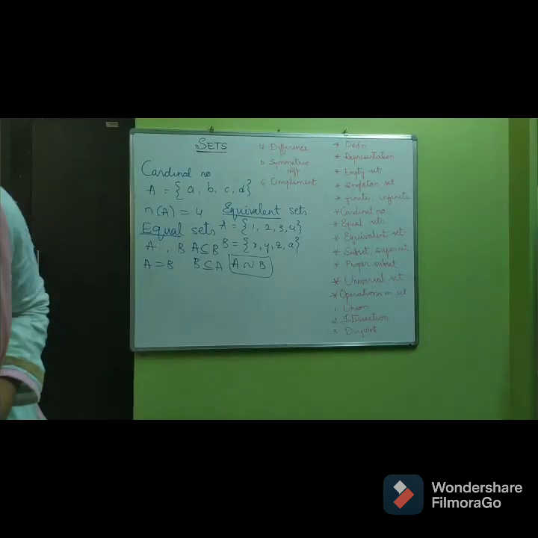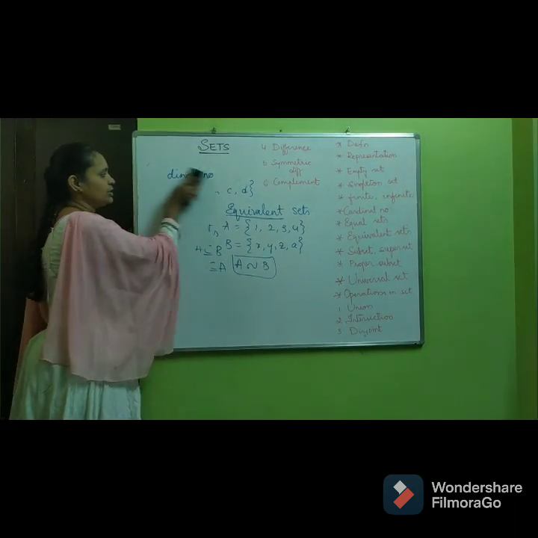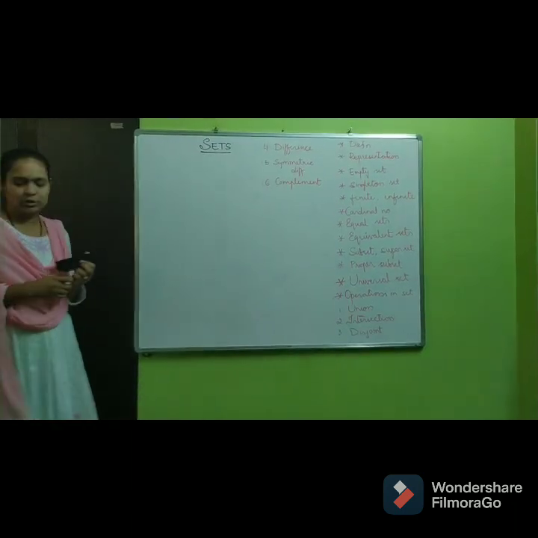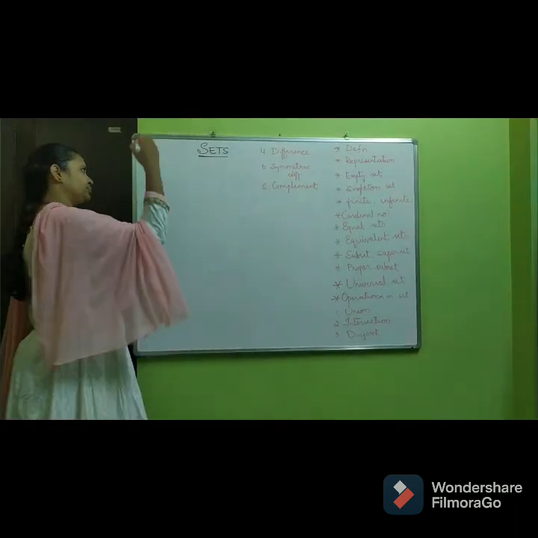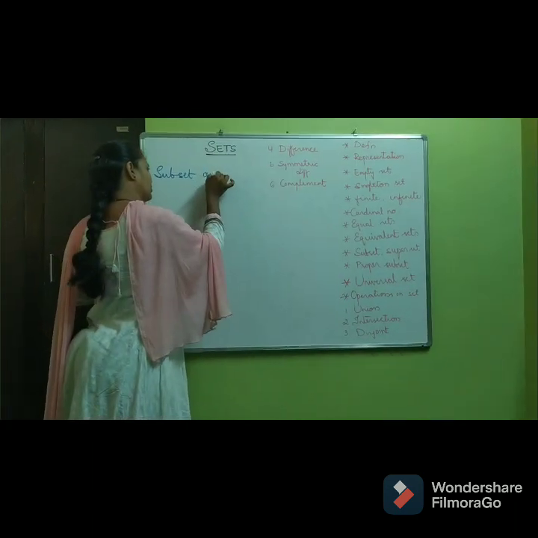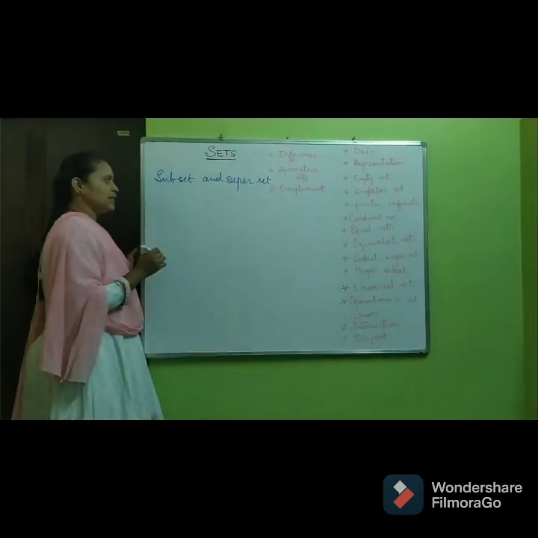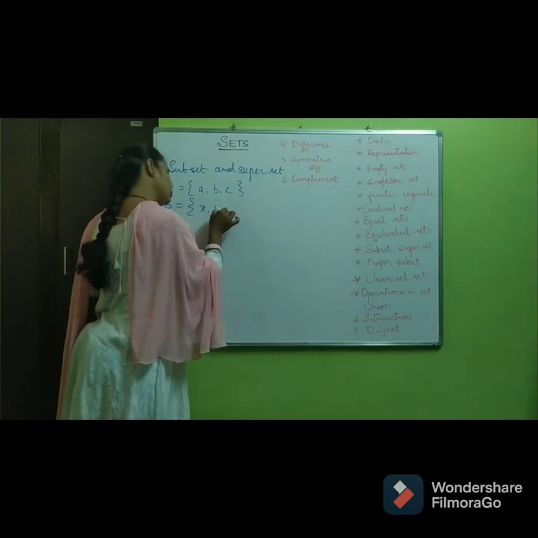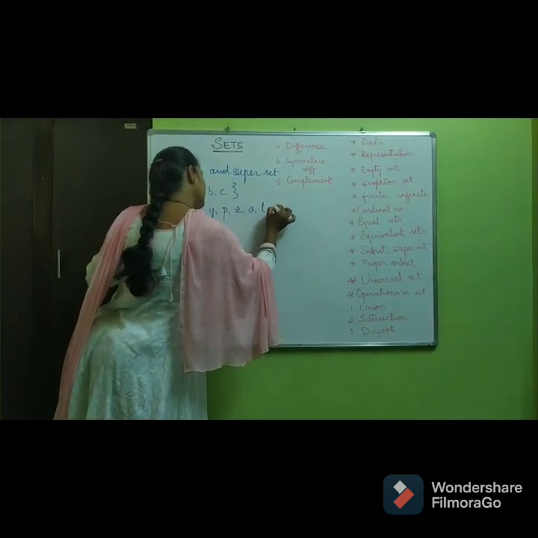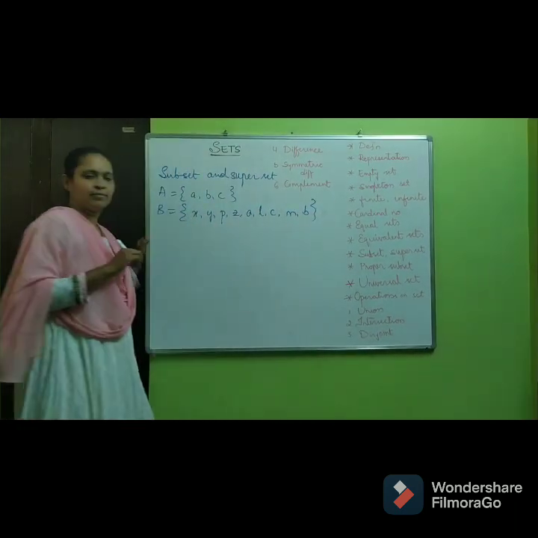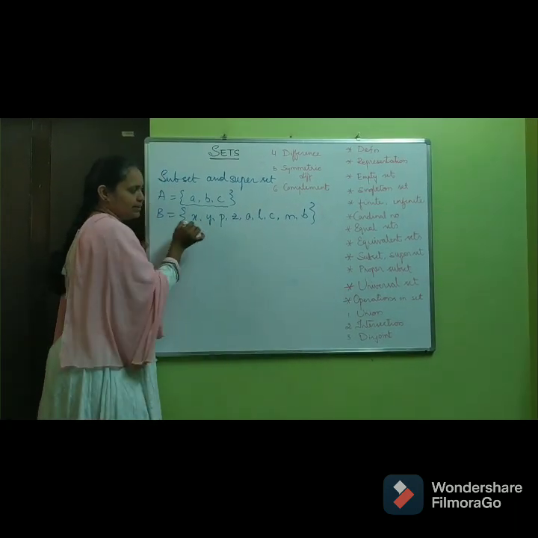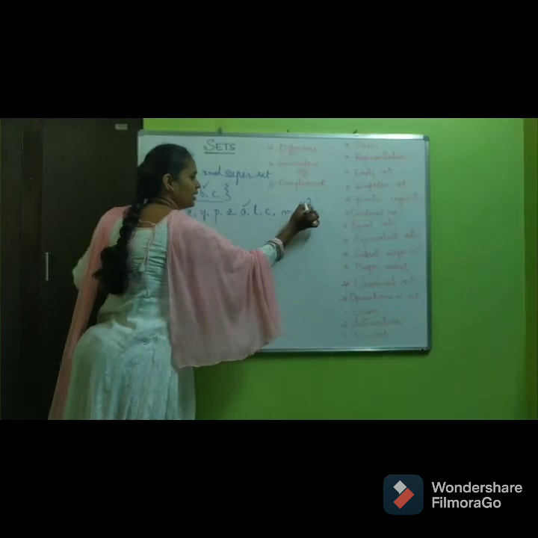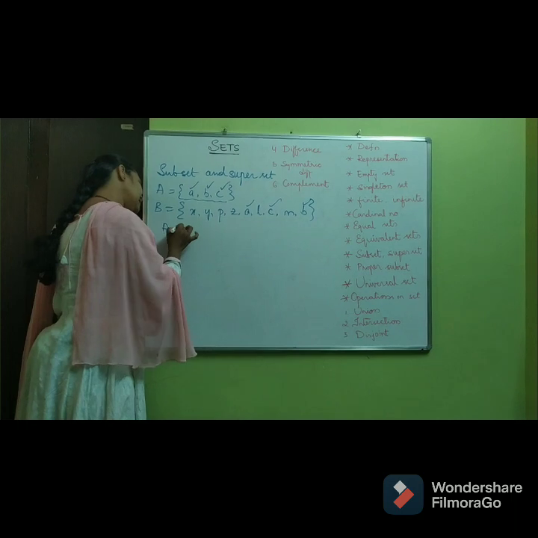Next is subset. Subset can't be discussed individually. We'll take subset and superset together. Subset and superset. A is equal to, I want to take this, P is equal to X, Y, P, Z, A, L, B, C, M, B. See here, A contains these many elements, B contains these elements. Now, every element of A is an element of B. Can you see? A, B, C. So, we say A is a subset of B.